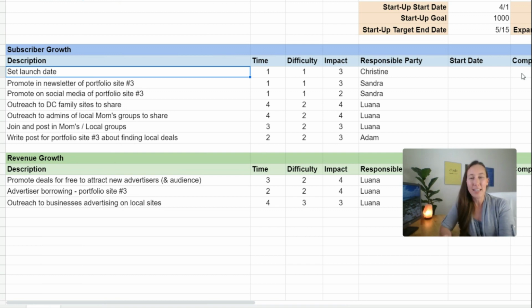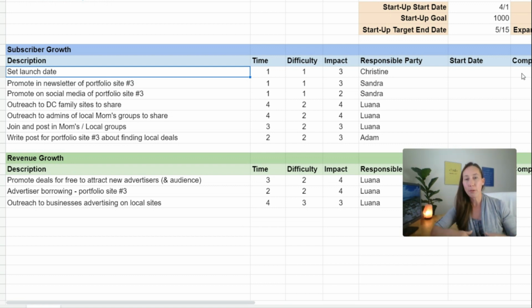Now, the next one is actually, and this is going to happen a few times in this list, one of my all-time favorite strategies. And if you only have one site, this isn't going to happen. But again, I want you to see what happens as you continue on with this strategy. And this is what I call audience borrowing.